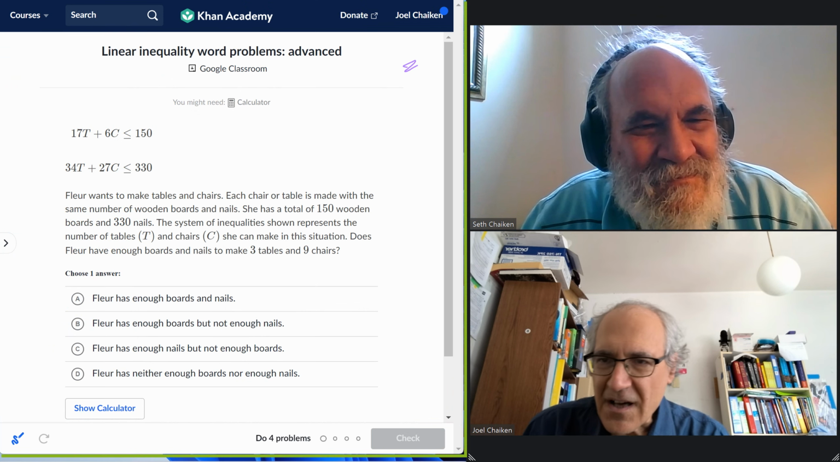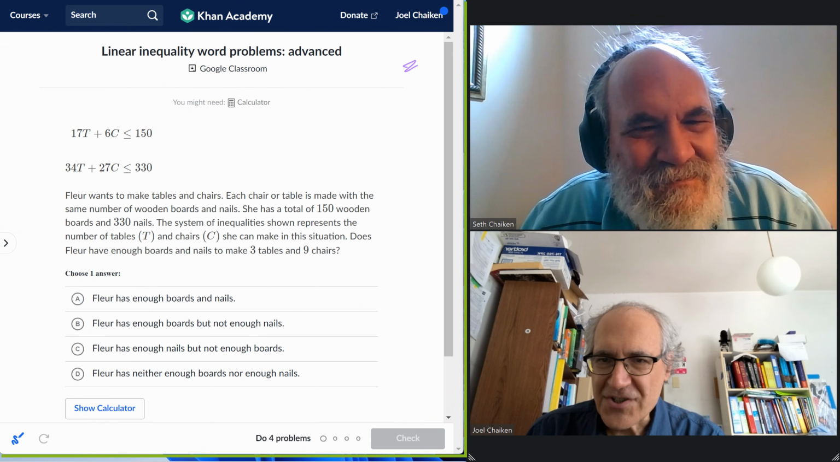Floor wants to make tables and chairs. Each table or chair is made up with the same number of wooden boards and nails. She has a total of 150 wooden boards and 330 nails. The system of inequalities is shown representing the number of tables and number of chairs she can make in this situation. Does Floor have enough boards and nails to make 3 tables and 9 chairs?